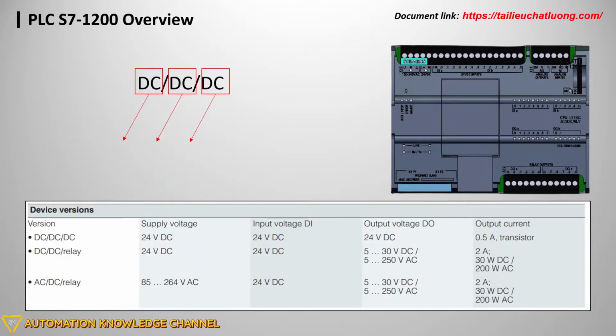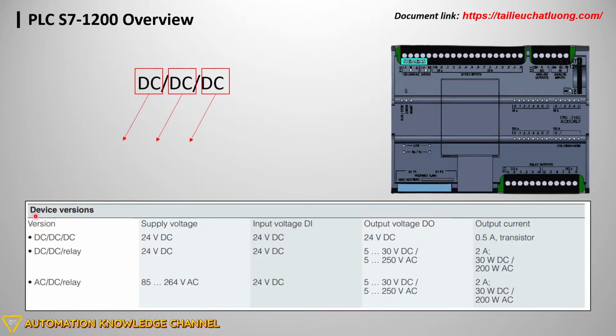Next, we go to the symbol mark on the PLC. As you can see, the PLC has three types of symbols. The first is DC/DC/DC, the second is DC/DC/relay, and the third is AC/DC/relay. You can see this mark on the PLC here. And now I will explain each parameter.